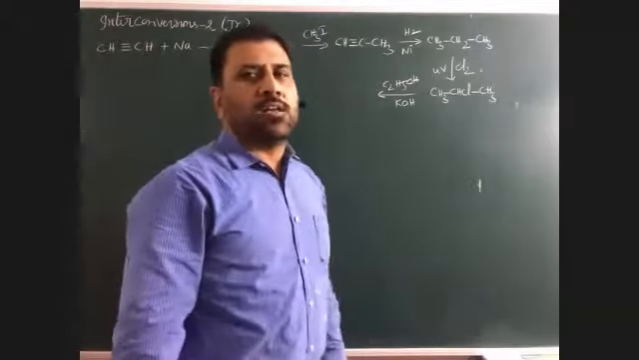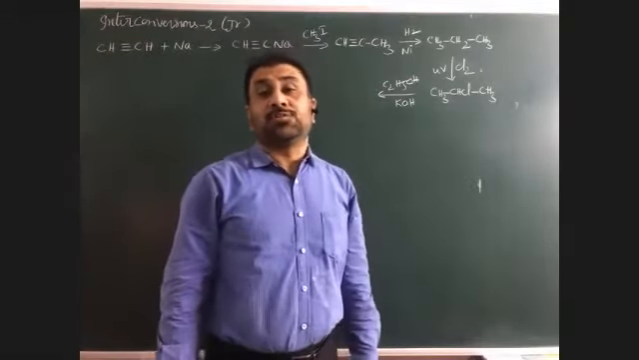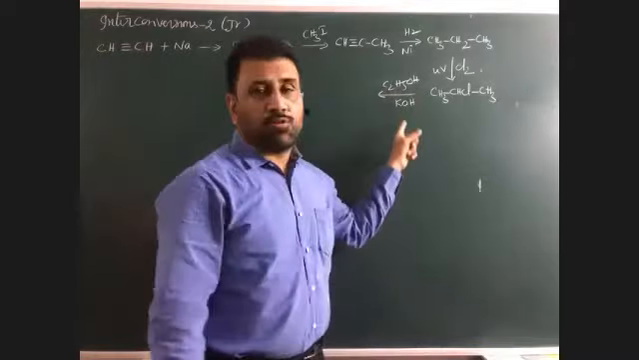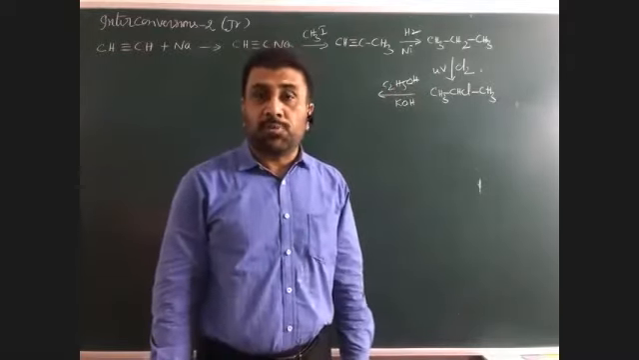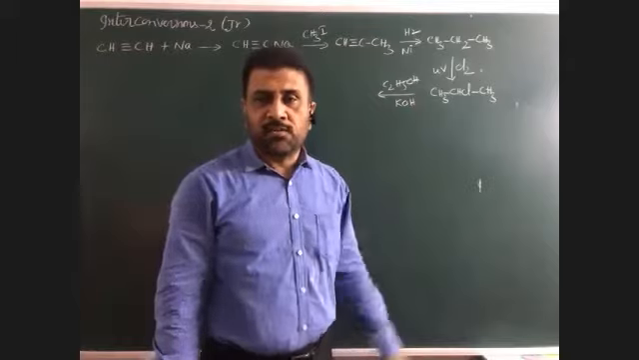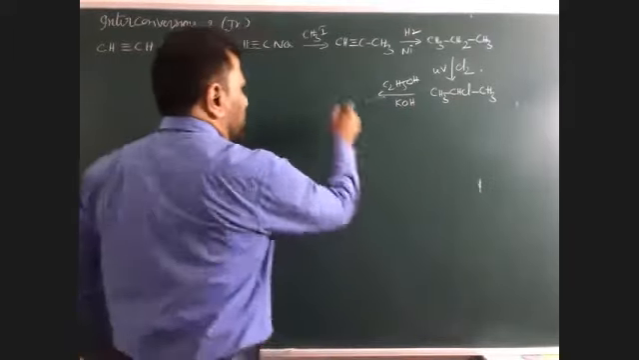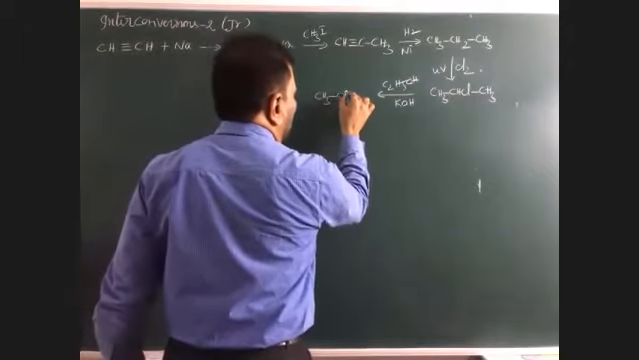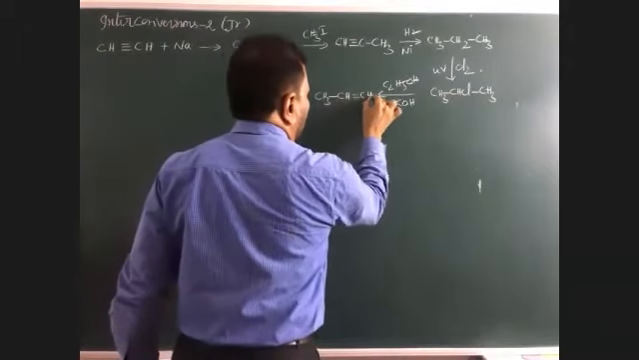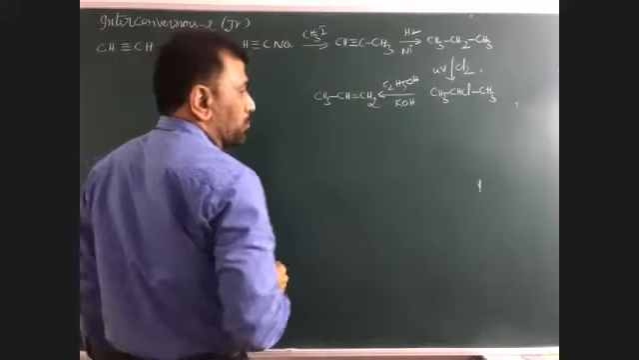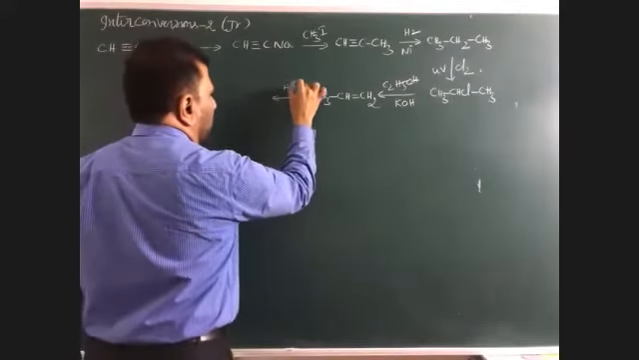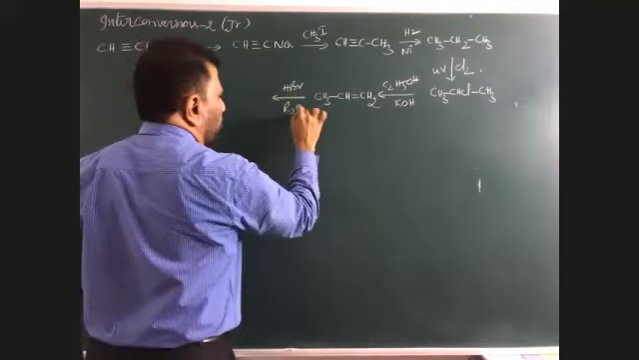In place of alcoholic KOH, you can use sodamide also. Sodamide has the same function as alcoholic KOH, but sodamide is a relatively powerful dehydrohalogenating agent when compared to alcoholic KOH. So now we get this molecule, that is CH3, CH double bond CH2, that is propene. Now this propene on reaction with HBr in presence of R2O2.